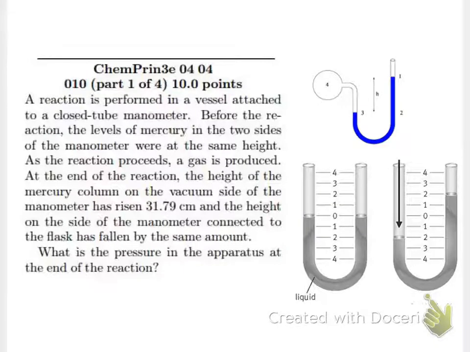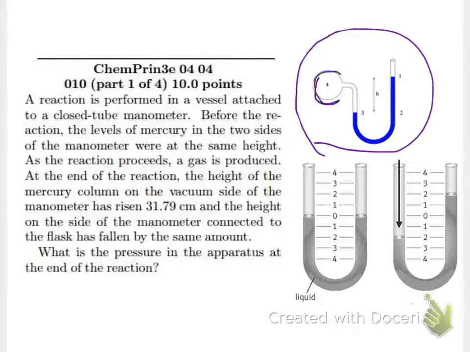Okay, I'm going to review how to do number 10 and number 19. Number 10 says a reaction is performed in a vessel attached to a closed tube manometer. So let's get clear about what a manometer looks like. So here is the reaction vessel. Okay, the gas is being produced, creating pressure. That pressure pushes down on mercury in this U-tube, which is a manometer, right?